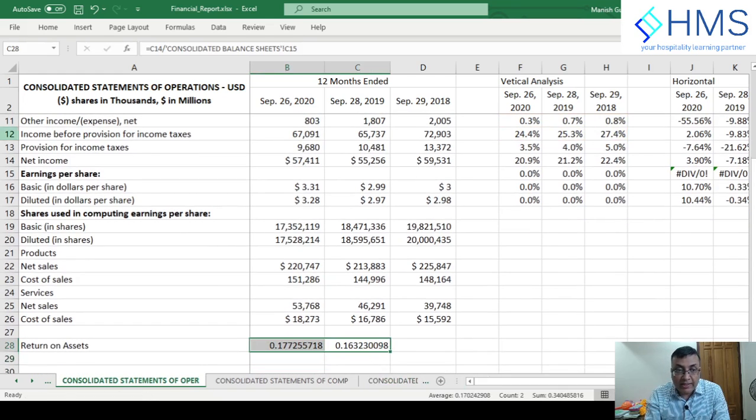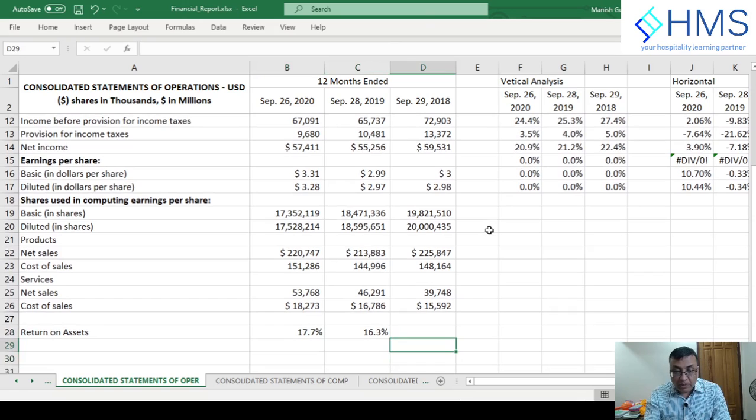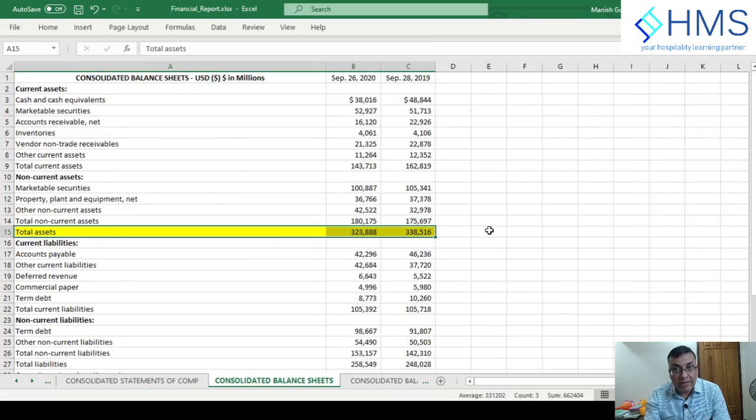The return is about 15 to 16%, which is quite healthy if you are going to invest, but it's not on the market price. If you invest today into Apple, you are not going to get 17% return, because the market capitalization of Apple is much more than the value in their balance sheet.